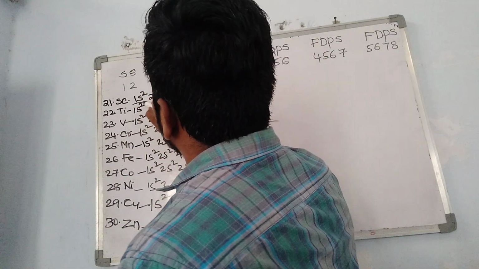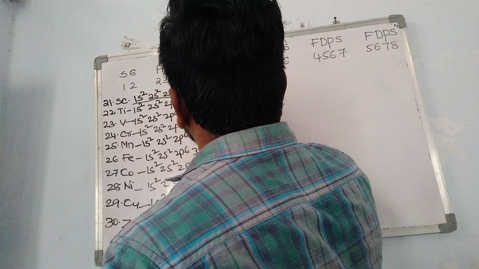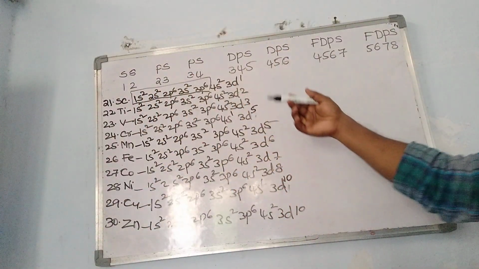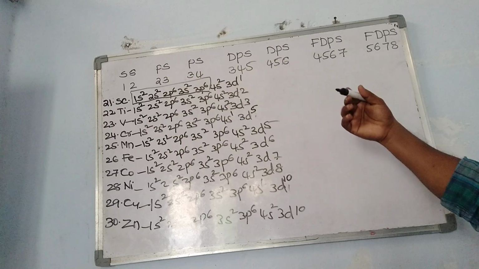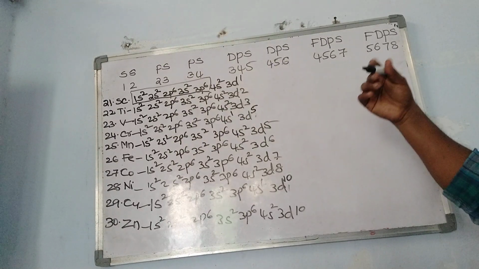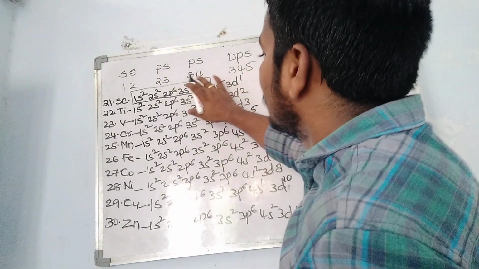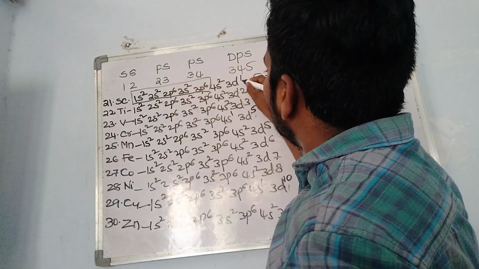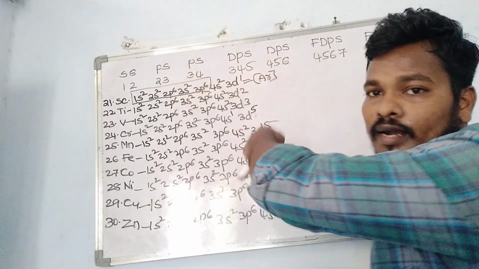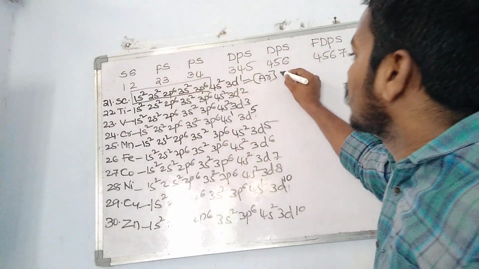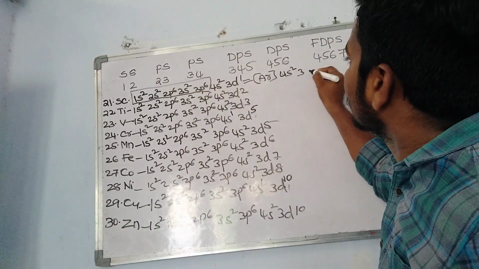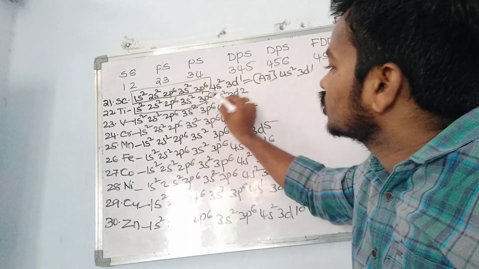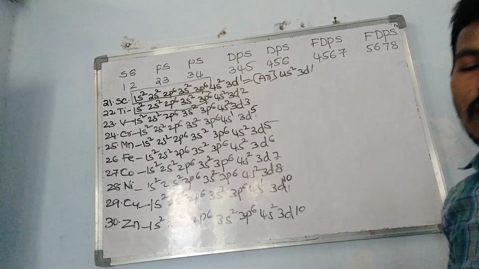See here, 1s2, 2s2, 2p6, 3s2, 3p6. You can write like this, or otherwise: what is the configuration 1s2, 2s2, 2p6, 3s2, 3p6? It is called argon. So you can write in this form also, the condensed form. You can write argon, then 4s2, 3d1. That means you can replace 1s2, 2s2, 2p6, 3s2, 3p6 with argon.